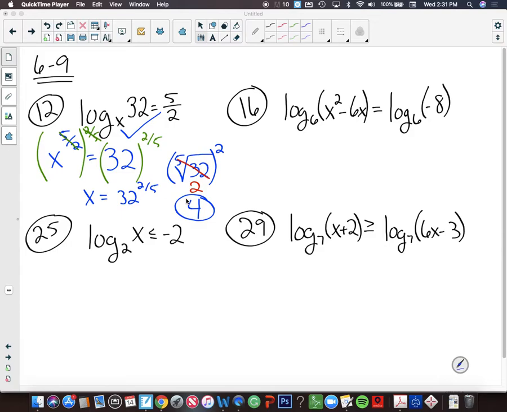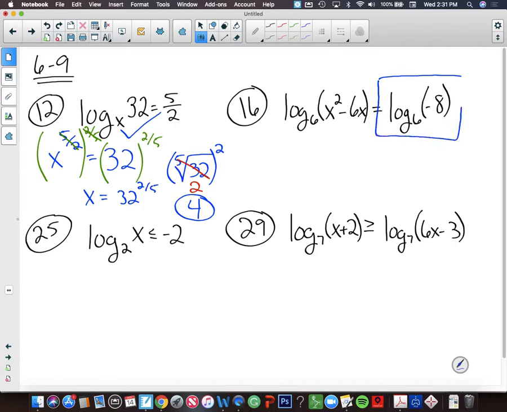On to number 16. This one's kind of a trick question in a way, because you really don't have to do anything, because you can recognize this chunk right here. They give you a problem with a -8 inside of a logarithm. That's automatically no solution. But for you guys that persevered to see if you can get an answer, I will show you what you should do.